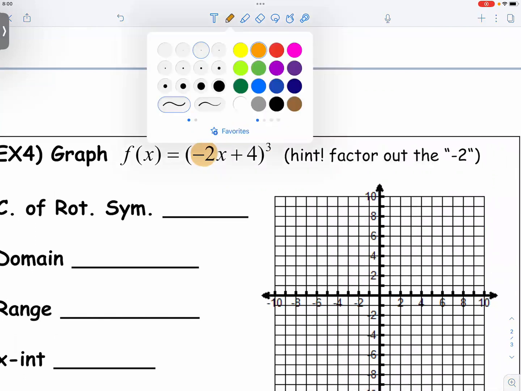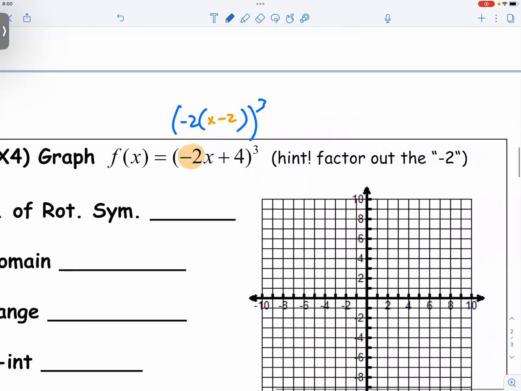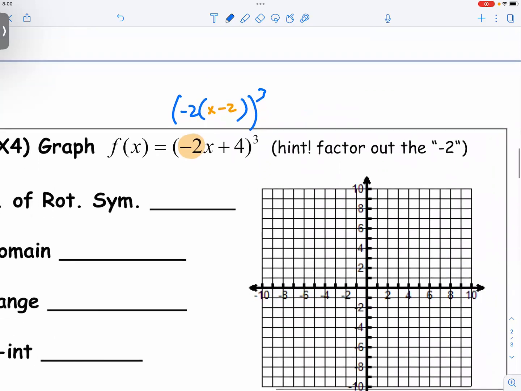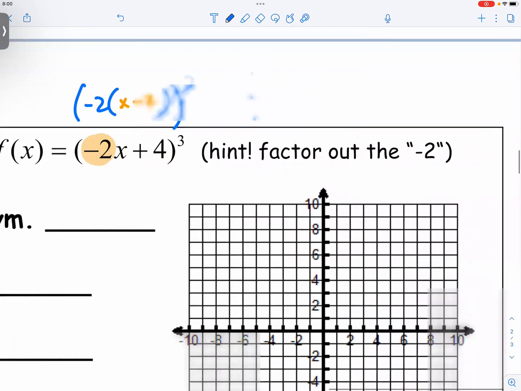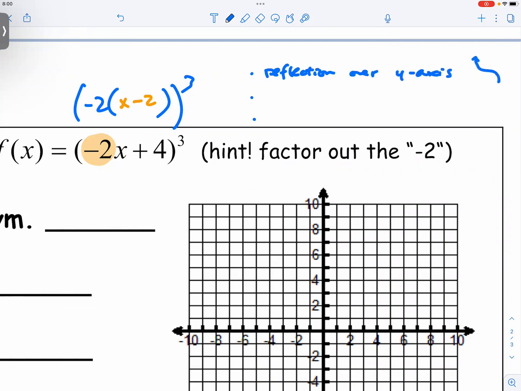Now, like I said before, it's always a good habit to list out your transformations so that you don't miss out anything. So there are 3 transformations here. What are they? First, it's a reflection over the y-axis. Okay, so again, that means the graph is going down, it's decreasing.